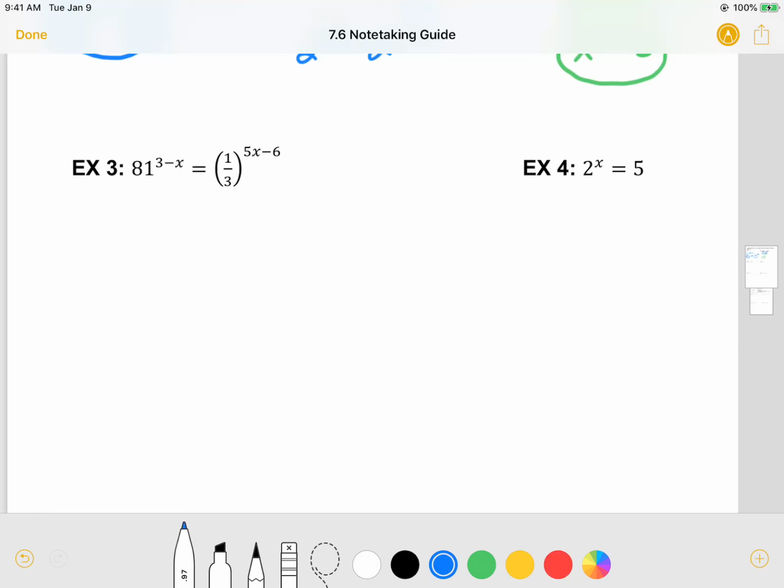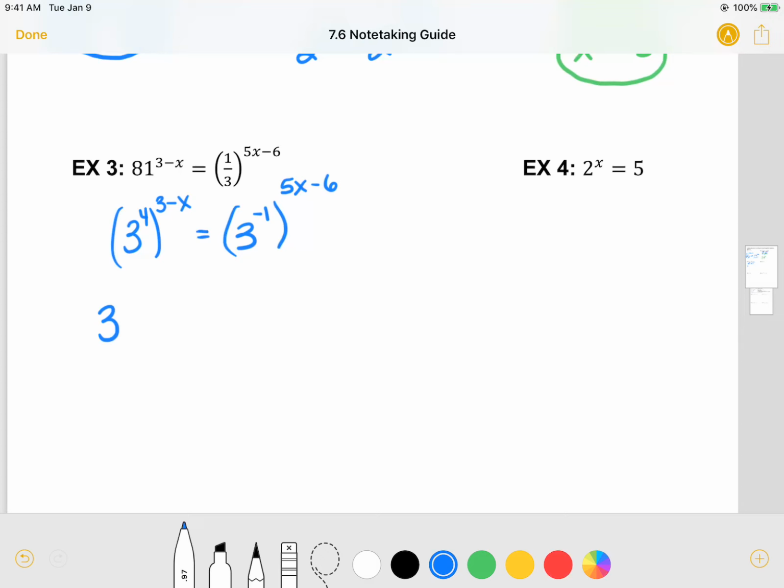So let's see, we want to rewrite our bases as exponents, and we want the bases to be the same number. So if we look at the number 81, we could rewrite that as 3 to the 4th power raised to the 3 minus x. And how could we rewrite 1/3 with a base of 3? Well, I could say 3 to the negative 1 is equal to 1/3, and that is raised to the 5x minus 6. Okay? So now that we have the same bases there, let's go ahead and multiply our exponents.